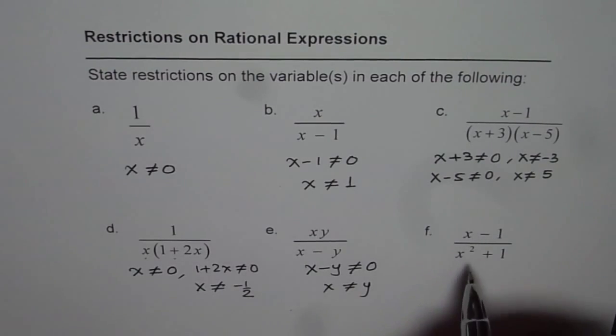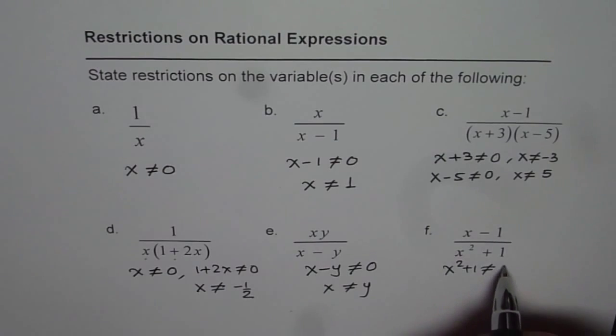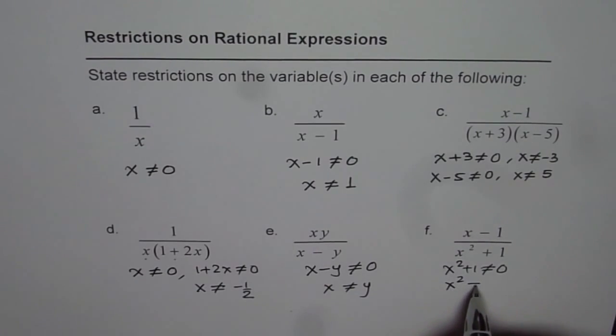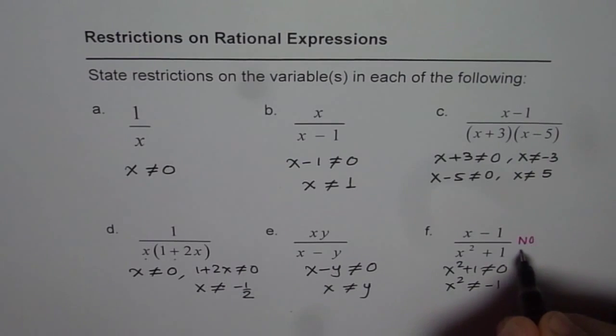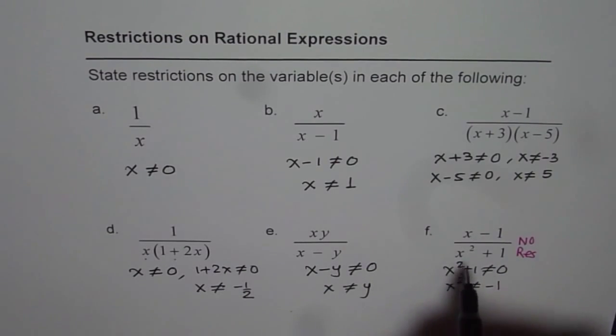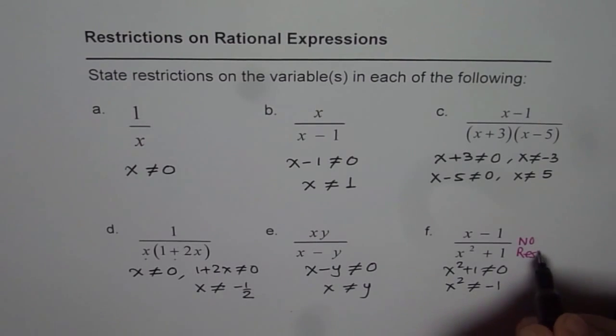The next one is x squared plus 1. So we have x squared plus 1 is not equal to 0. That means x squared is not equal to minus 1. Well, as you know, x squared is always non-negative. It could be 0 or positive, but it is never negative. So here we have no restriction, right? So x can be any real number, since x squared will never be minus 1. So it has no restriction.